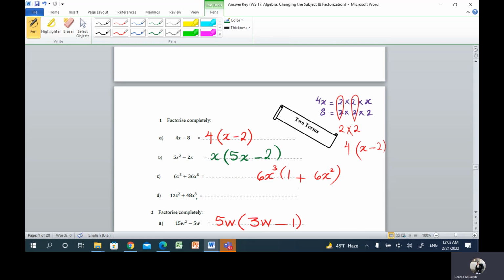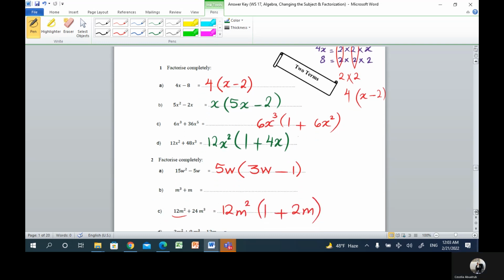12x squared plus 48x cubed, we need to get out 48 divided by 12, so we need to get the 12x squared out. To get this back, it will be 1 plus 4x. Why? Because 12x squared times 1 will give me 12x squared back, and 12x squared times 4x will give me 48x cubed, and that's how we factorize fully.